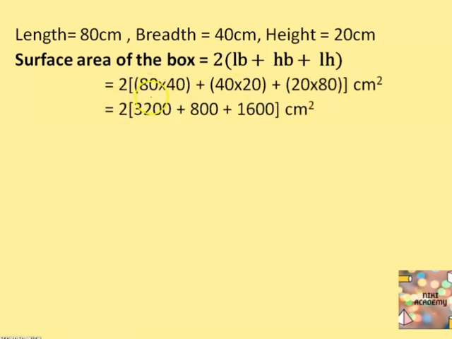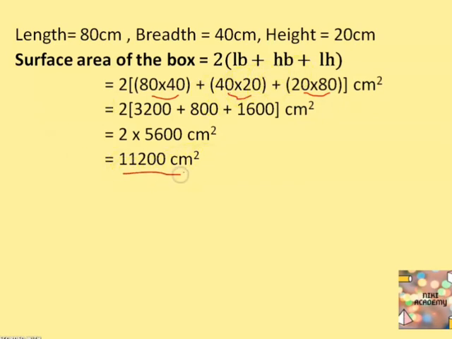80 into 40 is 3200, 40 into 20 is 800, 20 into 80 is 1600. So you get 2 into 5600. So the answer is 11,200 centimeters squared. Now we have found the surface area of the box.